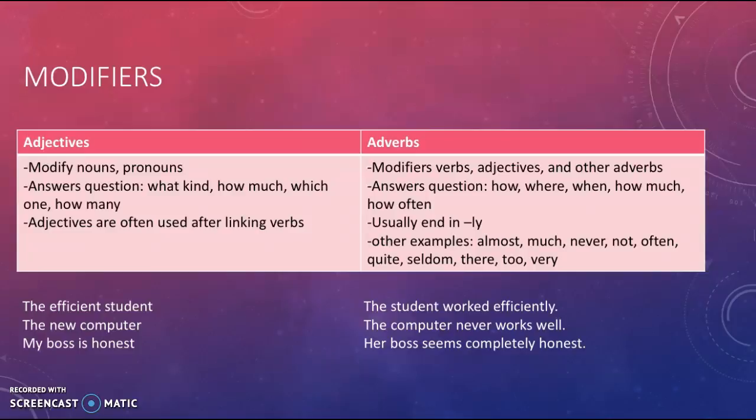And actually, if you go up to that second example, the computer never works well. Never is an adverb also because it talks about when, so it never works well. If you go back to the pink box, there are some other examples of adverbs that don't always end in ly, and so they can be kind of tricky sometimes, but they do act as adverbs.